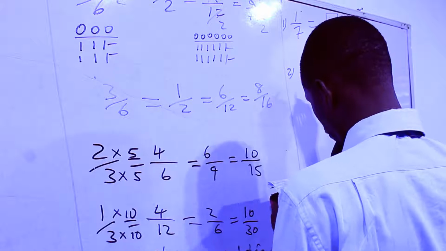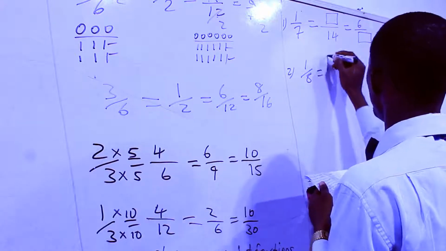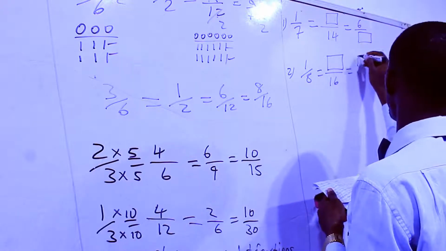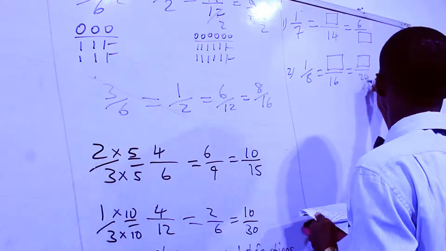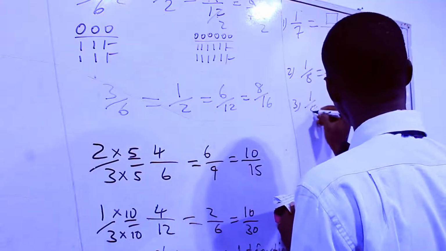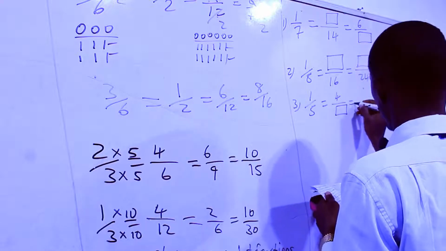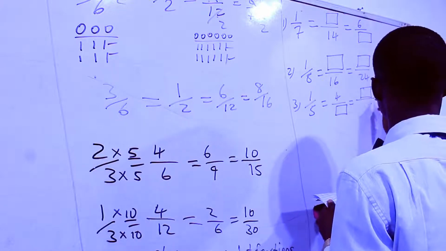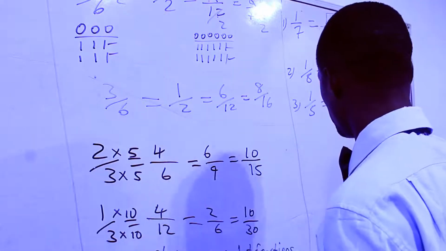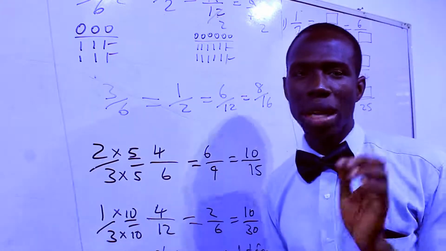Number 2, find this one. 1 over 8 equals, we don't know what is here, but we have 16. And we don't know what is here, we have 24. Find it. And the last, 1 over 5 equals 4 over, we don't know, and box over 25. Find what happened here. I believe you understood this.